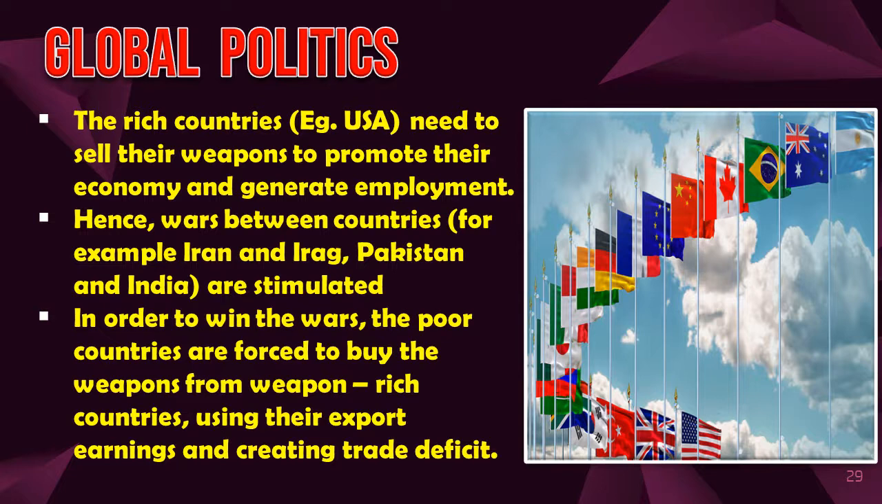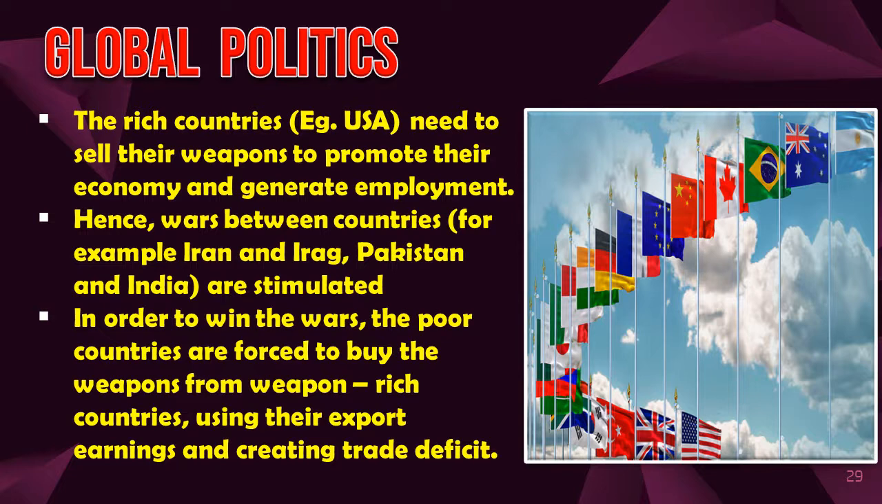See this global politics. The name itself suggests that one country is living on the backwardness of another country. The rich country, for example the USA, the richest country in the world, needs to sell its weapons. They produce lots and lots of weapons. In order to sell their weapons, improve their economy and generate their own employment opportunities, they sell their weapons to other developing countries.